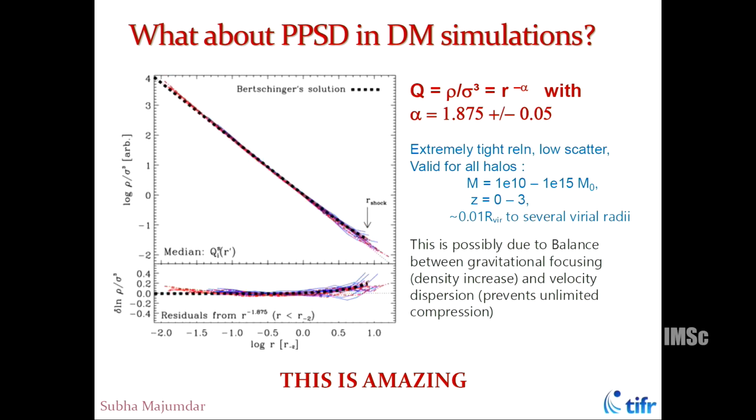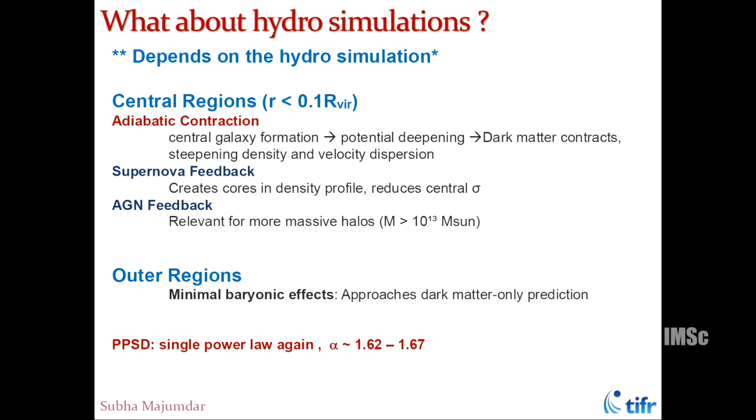And this is probably due to a balance of, when your density increases, the velocity also increases, things like that. But this is amazing that it's common between both the things. And there has been a lot of comments about it. Now what I showed was for just n-body simulations. If you have hydro simulations, what happens?